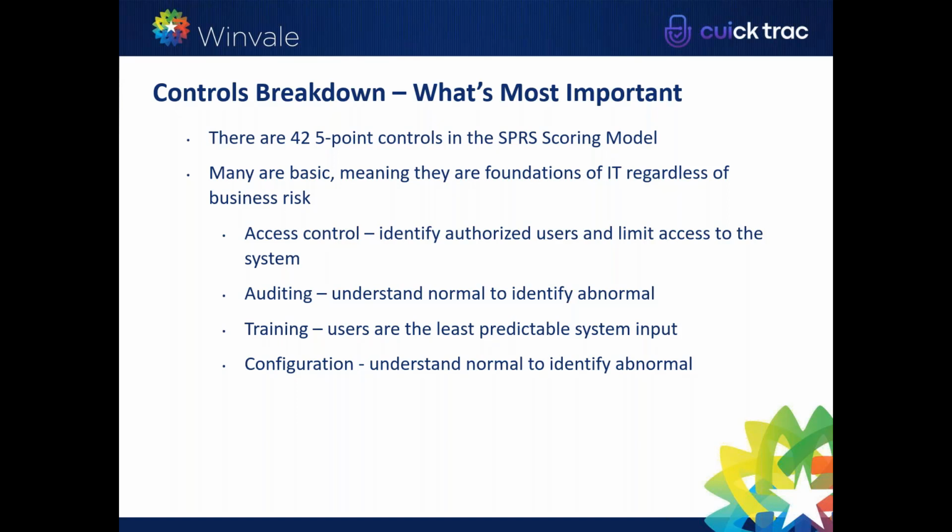I feel like when I talk to clients a lot of the time, configuration management is one of the most overlooked controls. And there's a number of 5-point controls in the CM section, but this is one of those things where a lot of our clients will tell us that we have the system, it's been configured a certain way, but it's inconsistent across the organization. So what that does then is it prevents me, or it makes it more difficult for me to understand what normal behavior on the system looks like.